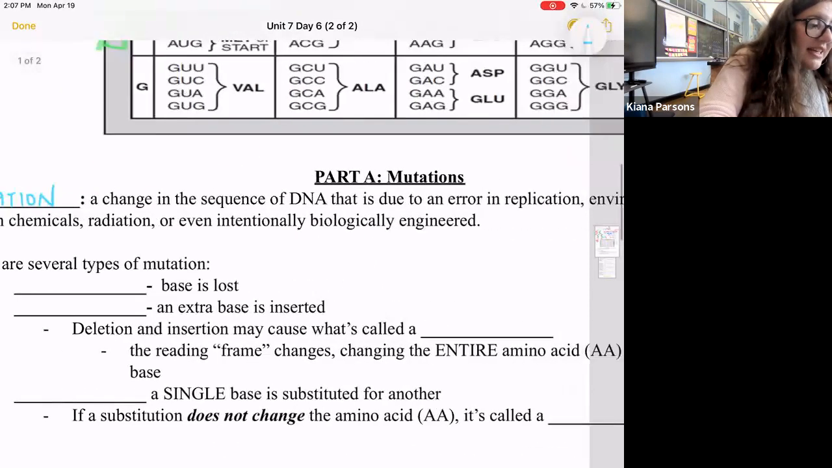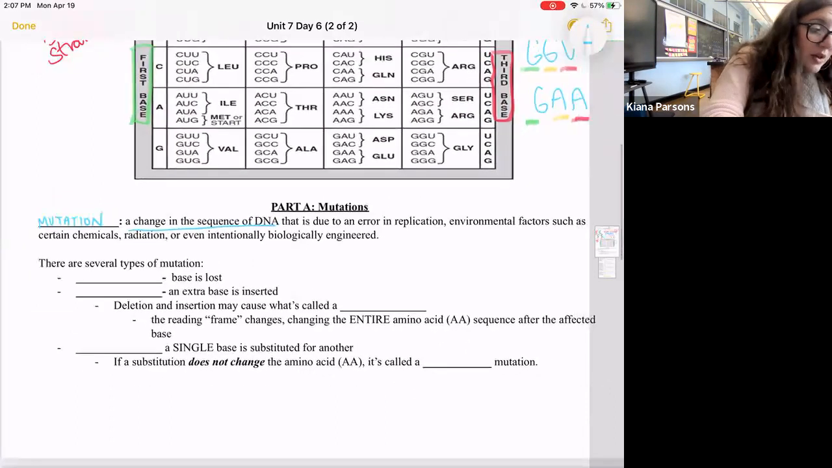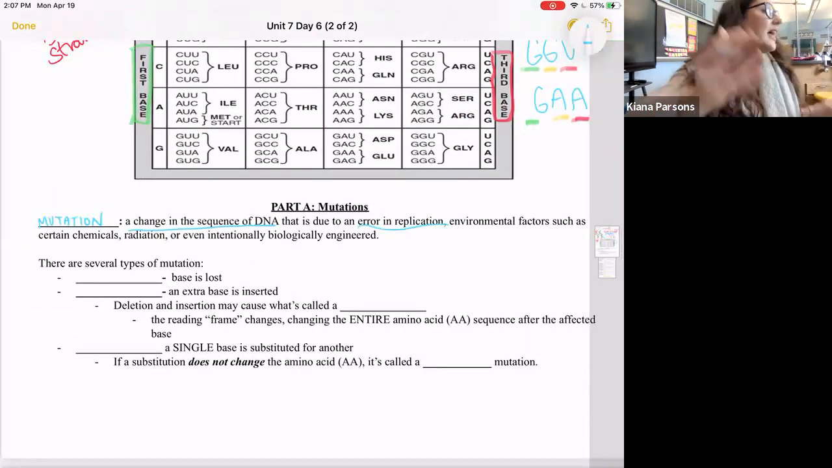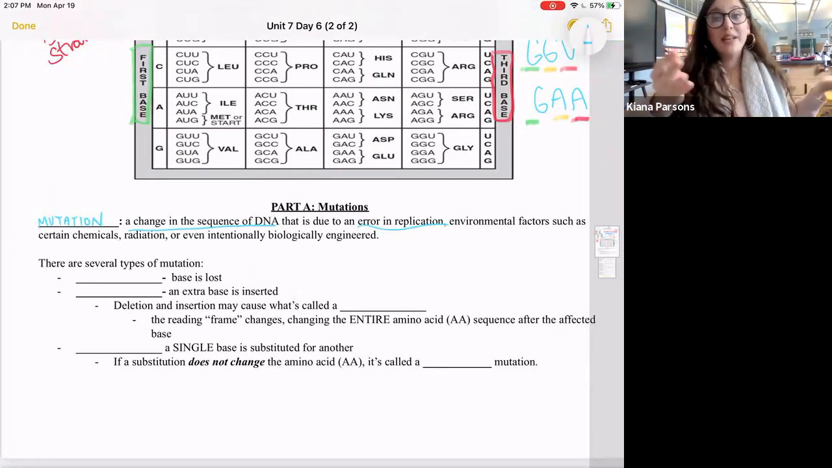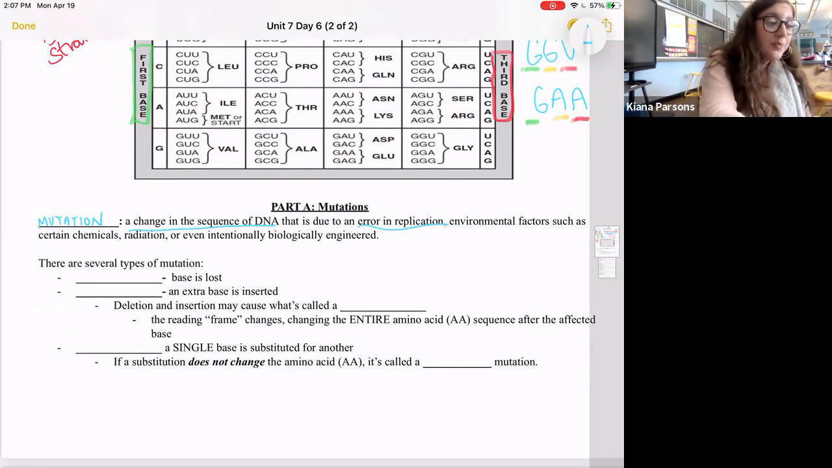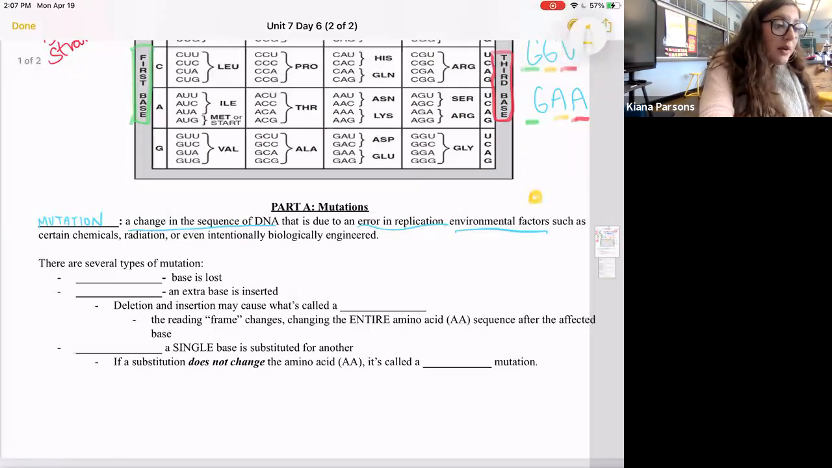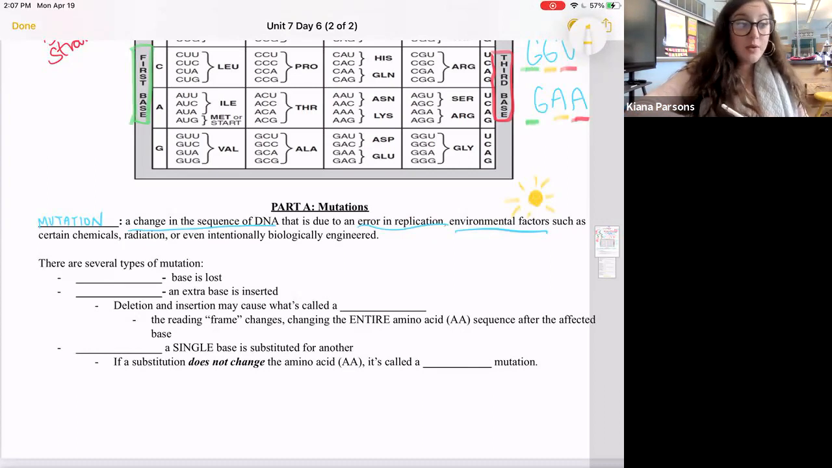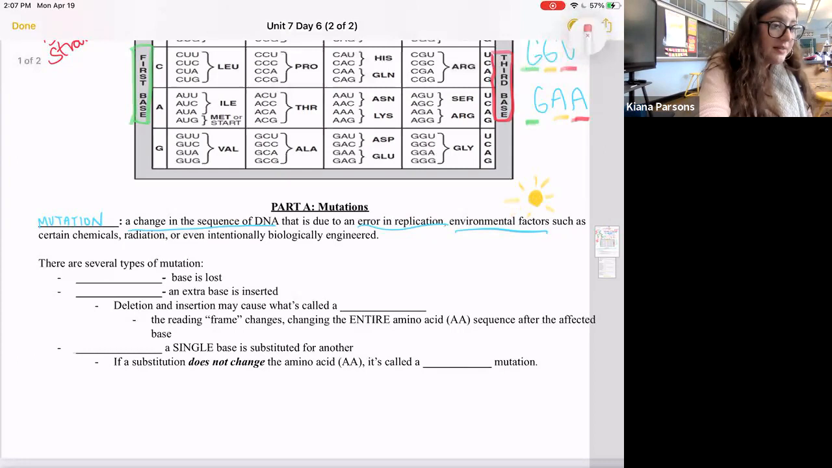A mutation is a change in the sequence of DNA that is due to an error in replication, right? DNA gets replicated all the time. There could be an error, just like anybody could make mistakes. Your DNA can too. Environmental factors, like, for example, smoking or UV radiation, right? Too much sunlight can cause a mutation to your skin, which can result in skin cancer. So make sure you wear sunscreen.